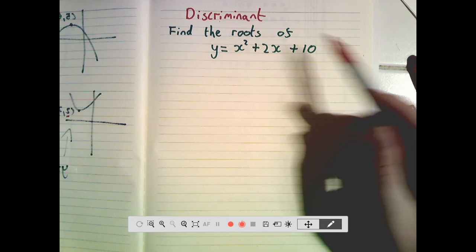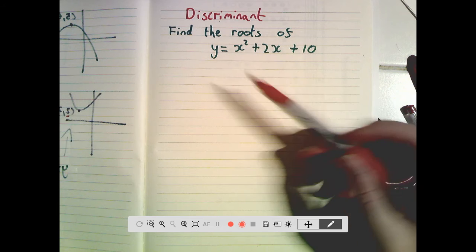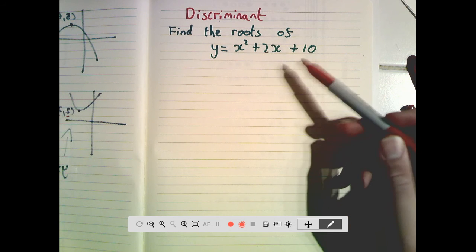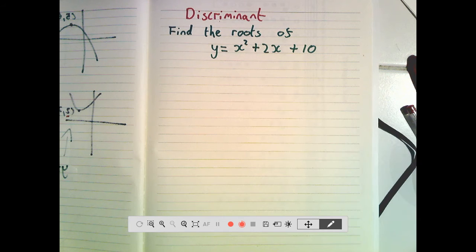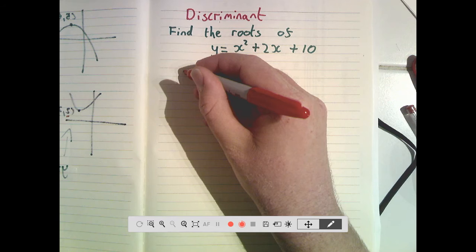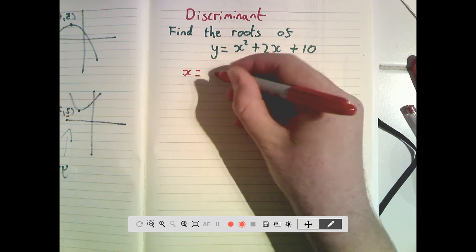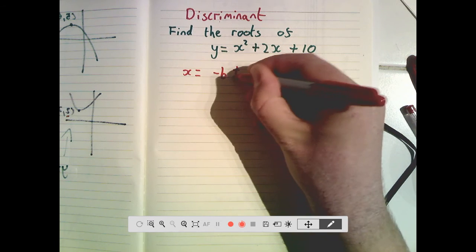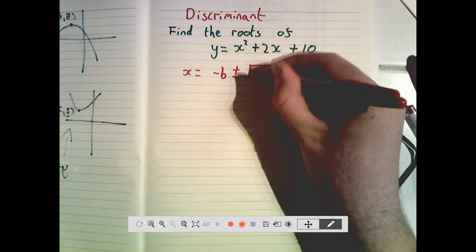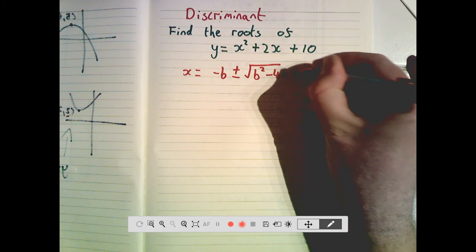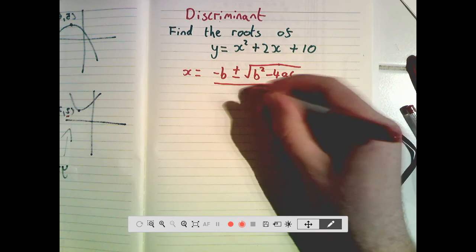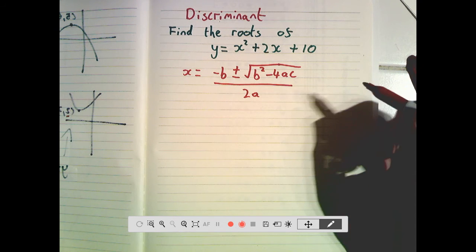So we can think about how we could factorize this, and very quickly we're going to realize we can't factorize this. There's not going to be a nice way of factorizing this right-hand side. So we're going to use our old friend, the quadratic formula. That tells us that x is equal to minus b plus or minus the square root of b squared minus 4ac over 2a. Now this formula is given to you in the exam.